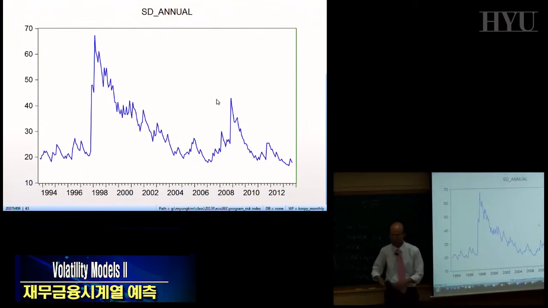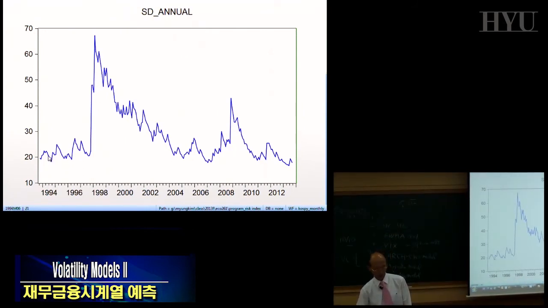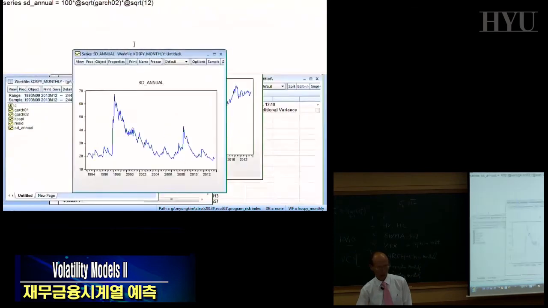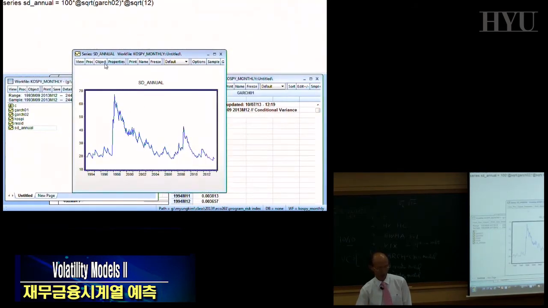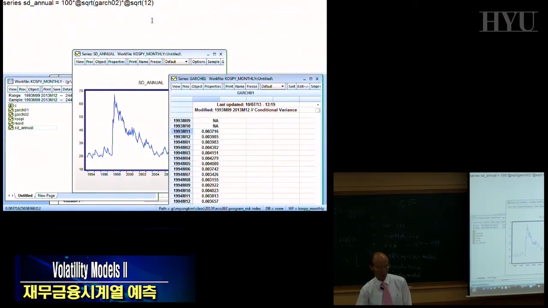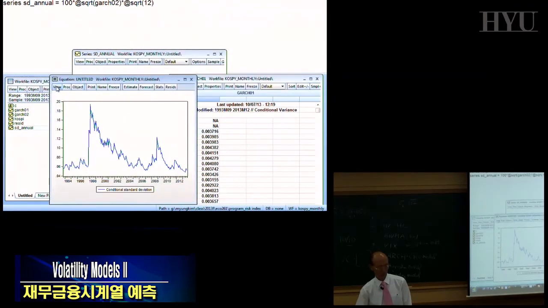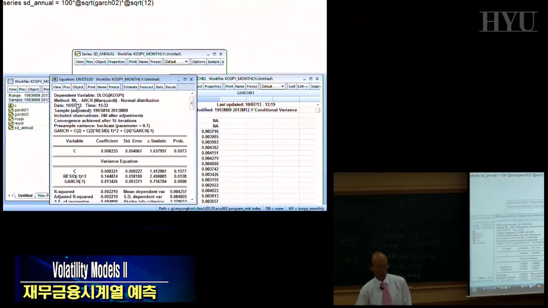How to forecast this volatility? Well, keep in mind this is about the average, right? Do you recall how to calculate that average? Where is the output? Window, equation, view, output.